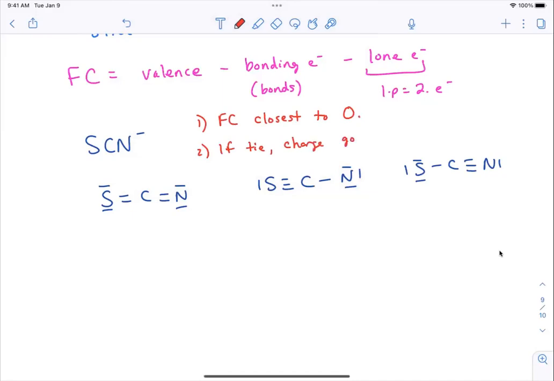Let me rephrase this. If there's a tie, the negative charge goes to the most electronegative atom. Oh, I'm running out of space here. So for example, in a molecule, if you have a -1 formal charge somewhere and you have to put it on an atom, you always put it on the atom with the highest electronegativity.